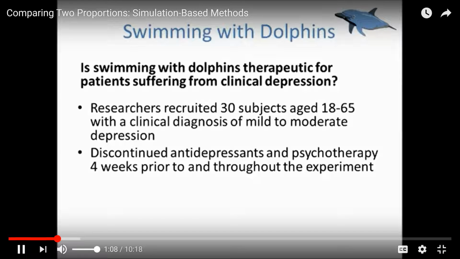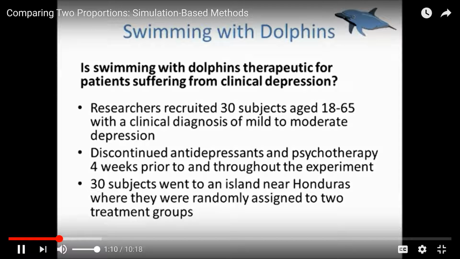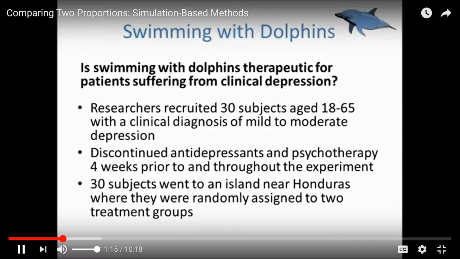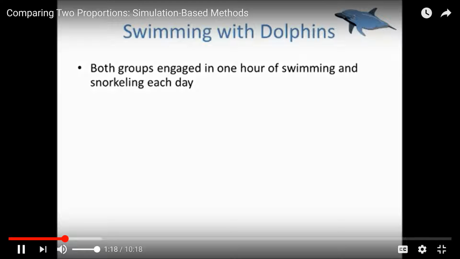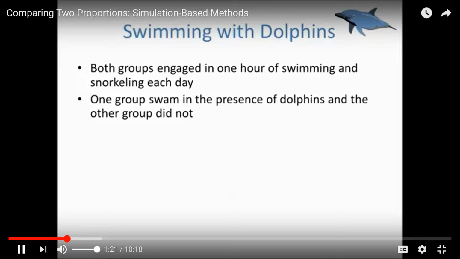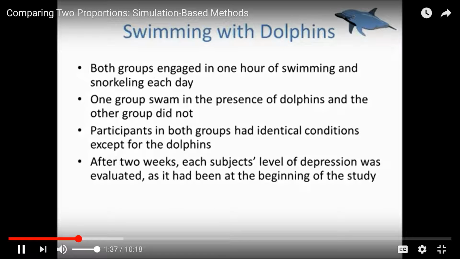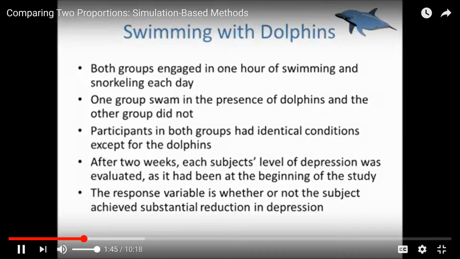These 30 subjects went to an island off the coast of Honduras, where they were randomly assigned to one of 2 treatment groups. Both groups engaged in 1 hour of swimming and snorkeling each day, but one group did so in the presence of bottlenose dolphins, and the other group did not. It's important to note that the participants in the dolphin group and the control group experienced identical conditions except for the presence of dolphins. At the end of 2 weeks, each subject's level of depression was evaluated, just as it was at the beginning of the study. Our response variable is defined as whether or not subjects achieved a reduction in depression.